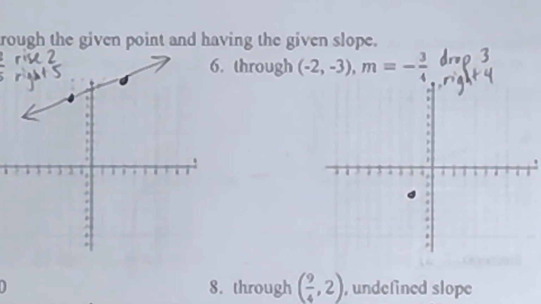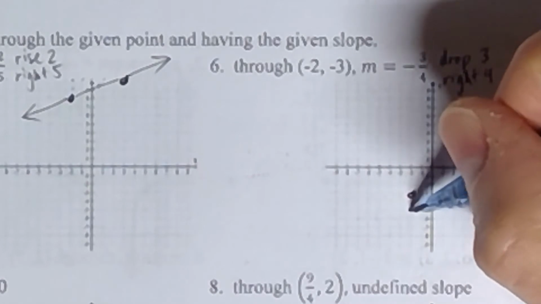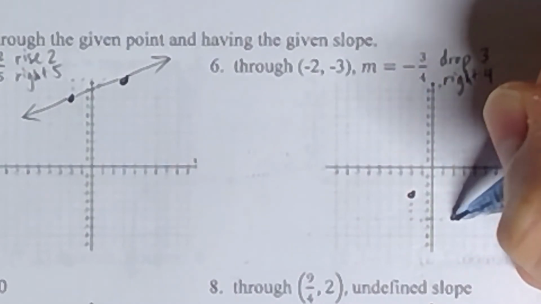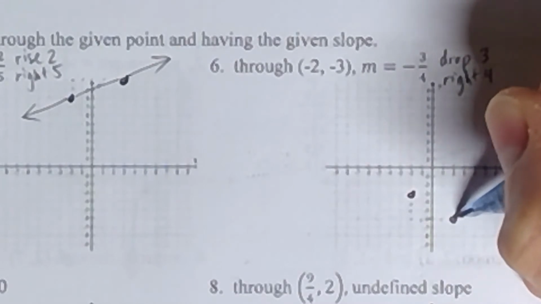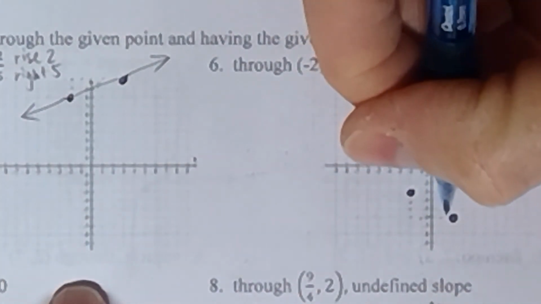Remember, negative is the one that you always drop and go to the right. Okay, so I'm going to drop down 3 and then go to the right 4. 3, 4, there it is right there. And then you're on your way. You just have to graph that point or graph that line now.